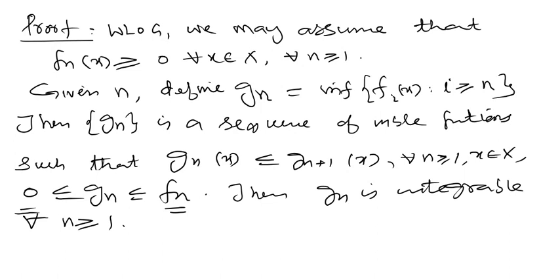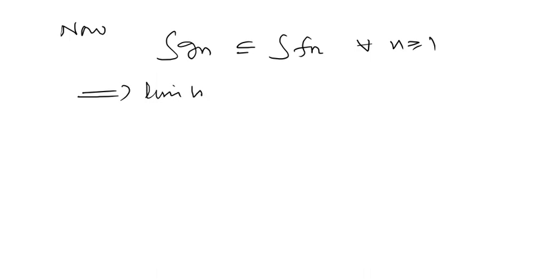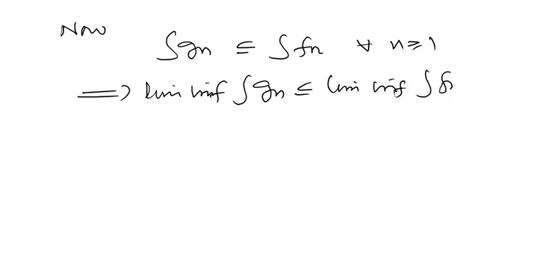What is the limit of the integral of Gn? So now let's see this. The integral of Gn is less or equal to the integral of Fn for all n, because Gn is less or equal to Fn. So let's apply limit inferior on both sides. Limit inferior of the integral of Gn is less or equal to limit inferior of the integral of Fn. But this Gn is monotonic increasing, so the integral of Gn is also monotonic increasing. So this sequence always converges. It will never oscillate. It always converges either to a finite number or to infinity, but it cannot oscillate.